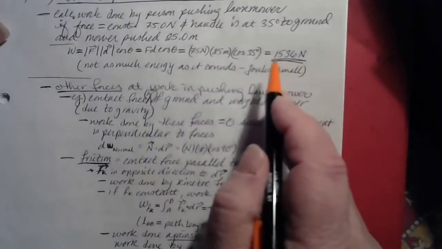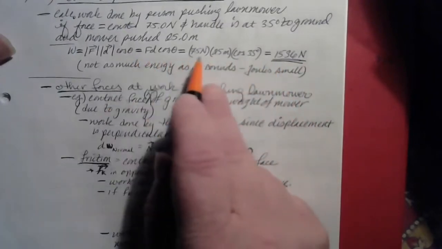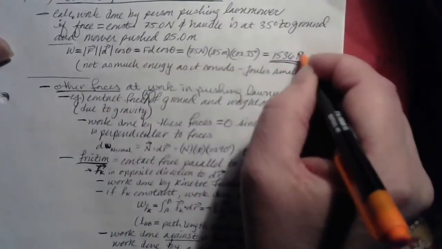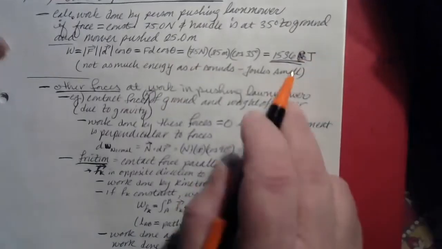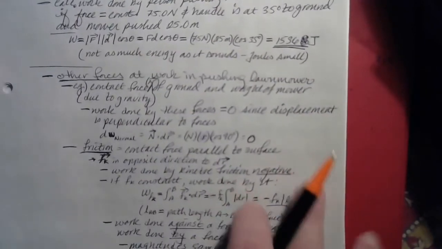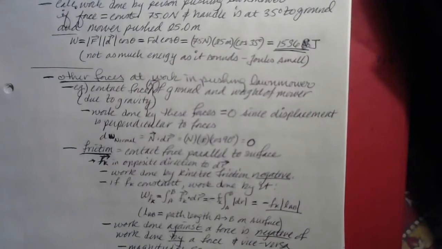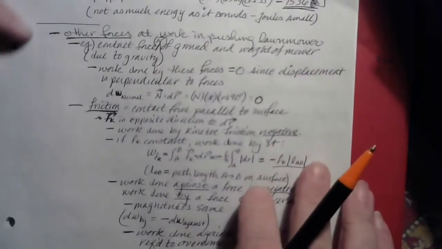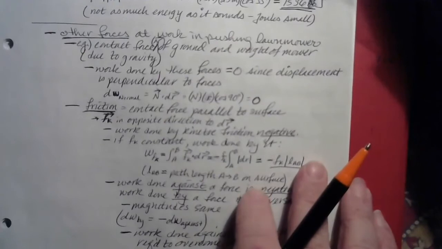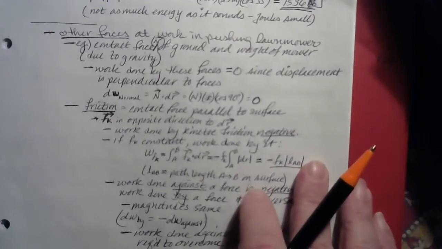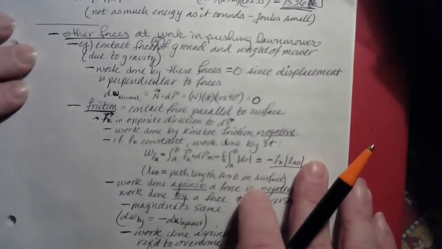means that there were 1,536 joules of energy or work done in order to move the lawnmower that distance. And 1,536 might sound like a lot, but as I said, joules are really small. So that's not necessarily a whole lot of work. We weren't considering friction or anything like that. So, moving a lawnmower with no friction wouldn't really take very much work.